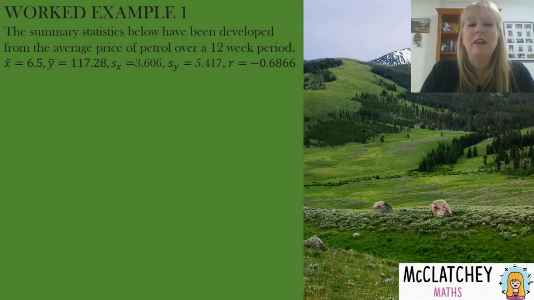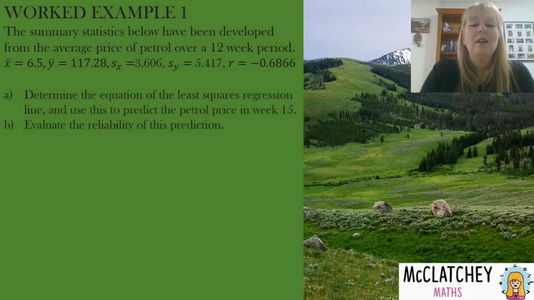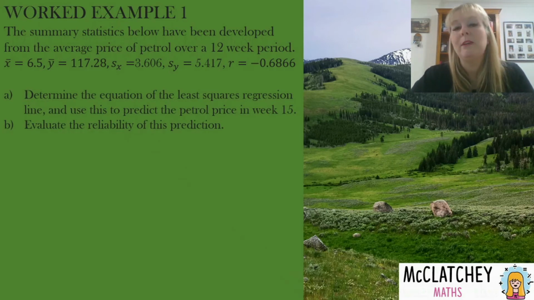We've got the mean of X is 6.5, the mean of Y 117.28, the standard deviations and Pearson's correlation coefficient. We've got everything we need there to develop A and B and therefore the equation of the least squared regression line. When we've done that, we're going to then use that equation to predict petrol price in week 15 and then evaluate the reliability of that prediction.